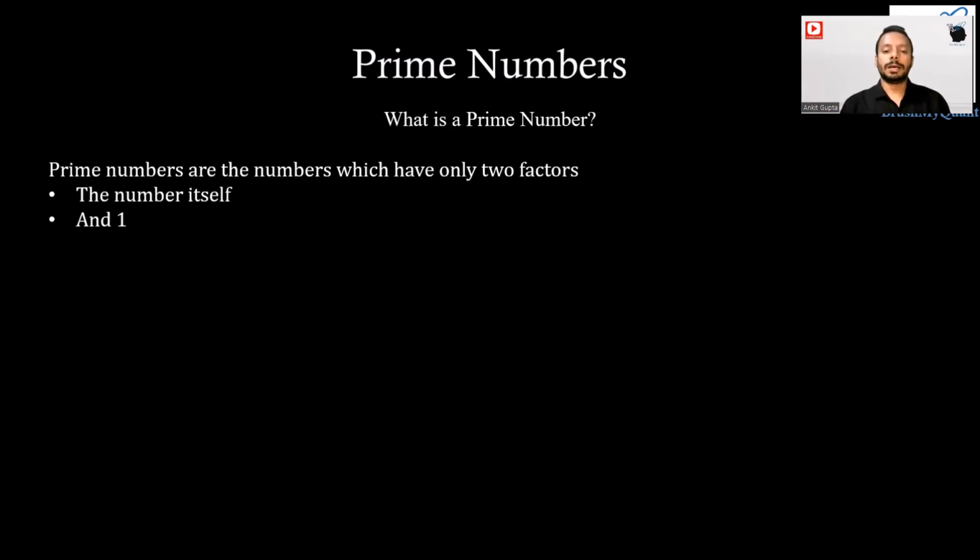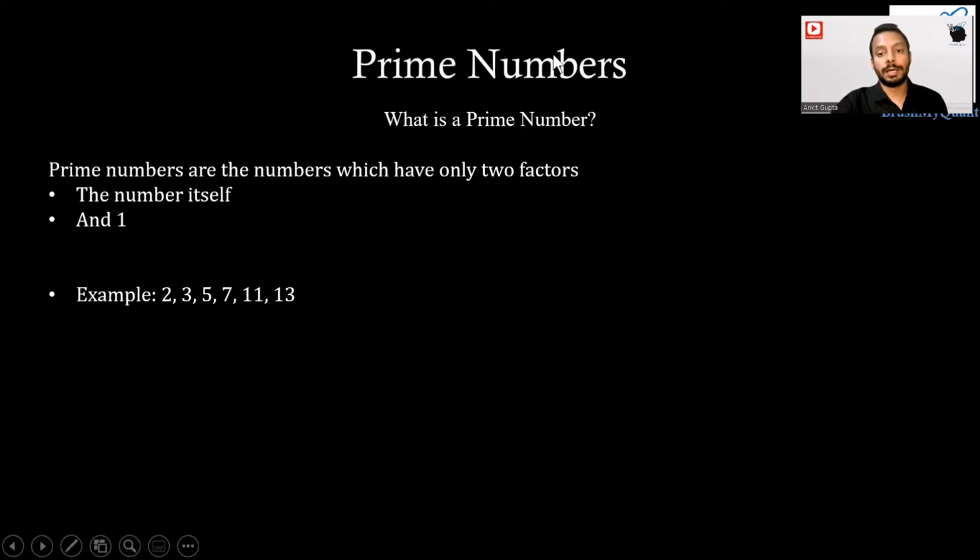Now prime numbers are numbers which have only two factors, 1 and the number itself. Let's take some examples. Some examples of prime numbers are 2, 3, 5, 7, 11 and 13. These numbers are prime because they have only two factors, 1 and the number itself. Let's take an example of 2. The factors of 2 are 1 and 2 itself. So that's why it's a prime number, because it has only two factors.